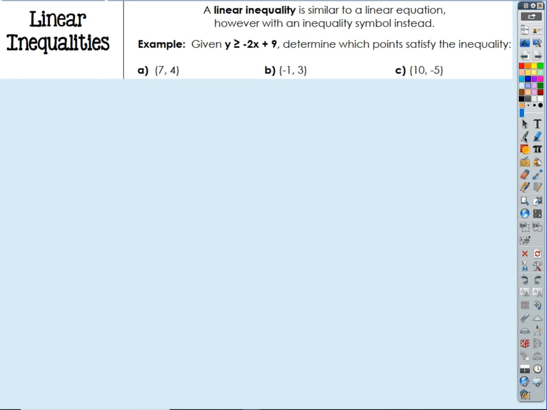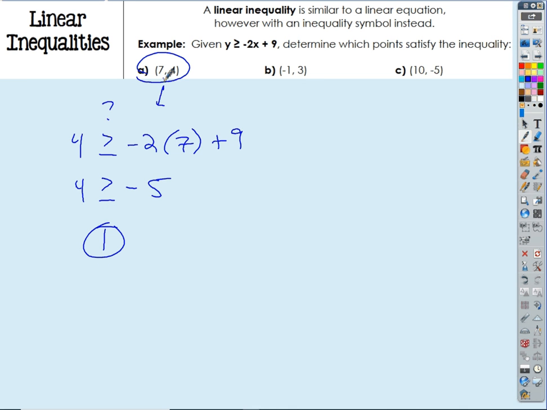If I plug 7 in for x and 4 in for y, we're going to get 4 is greater than or equal to, and I'm going to put a question mark above it because we don't know if this is true. We're checking it, right? 4 is greater than or equal to negative 2 times 7 plus 9. Let's see if that's true. Is 4 greater than or equal to negative 14 plus 9, which is negative 5? Yes, that is a true statement. So this is an example of a solution. See what I'm saying? Okay?